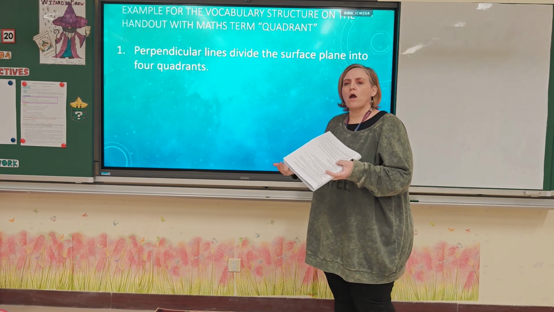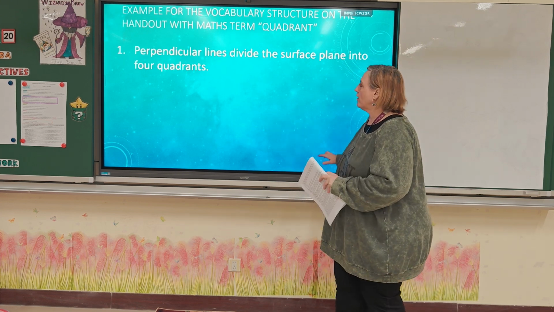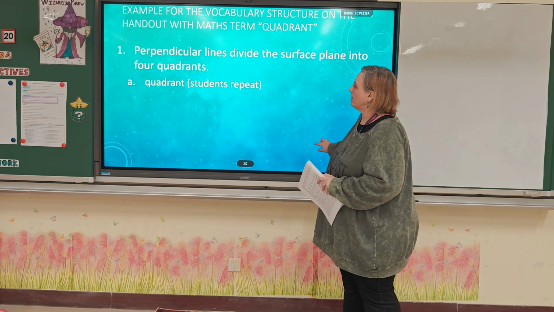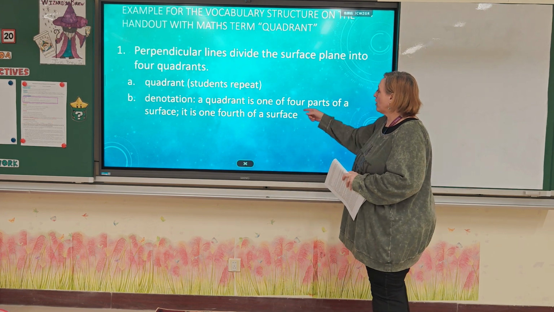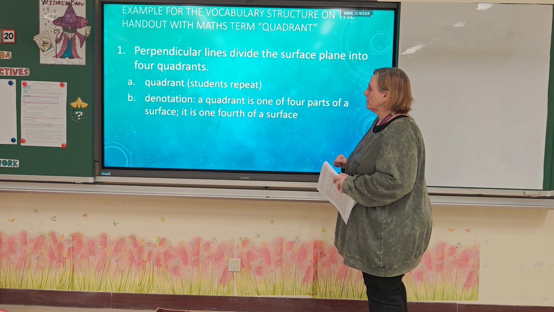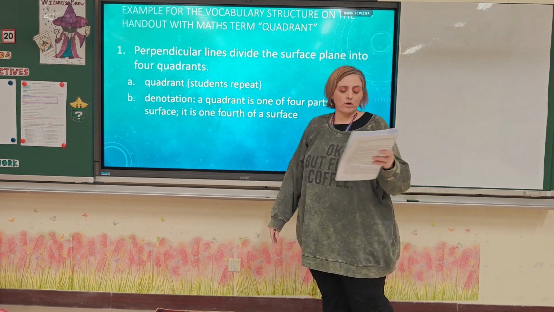If they're not quite saying it right, or not all your students are saying the word, then you just have them repeat it, quadrant. Then you're supposed to give them a denotation that's student friendly. So a quadrant is one of 4 parts of a surface. It is 1/4 of a surface. Okay, you can also write on the board as you need to.